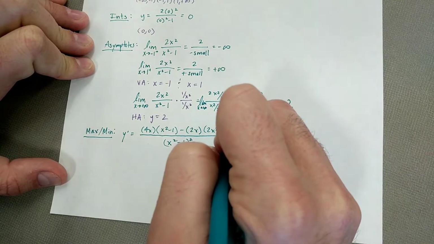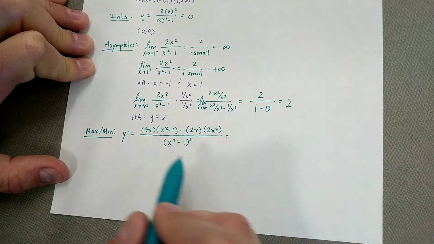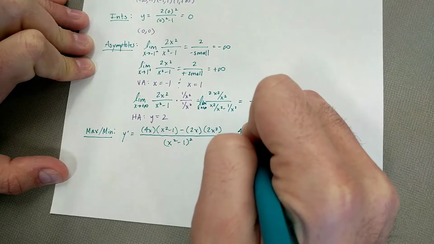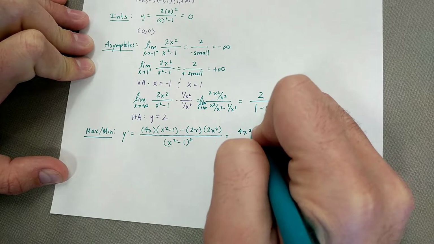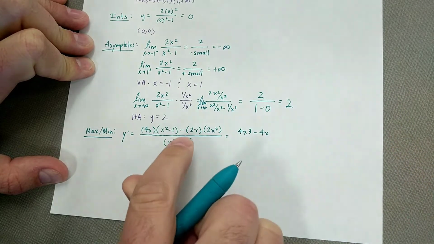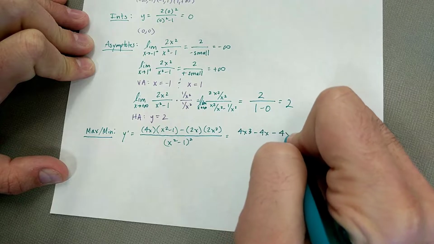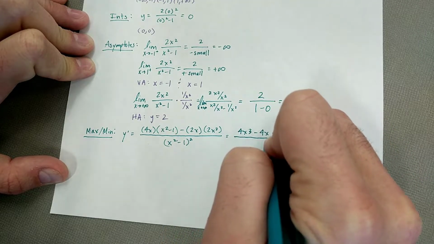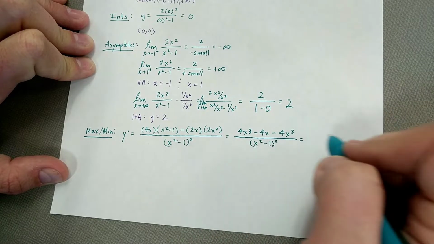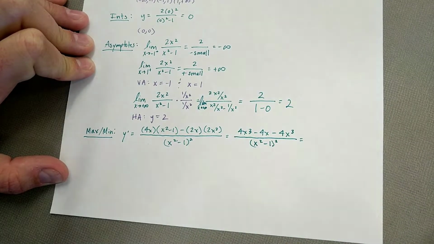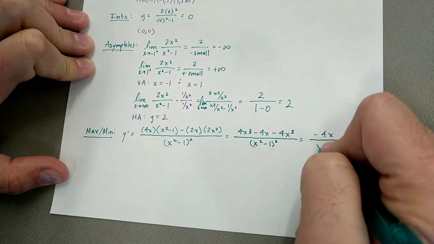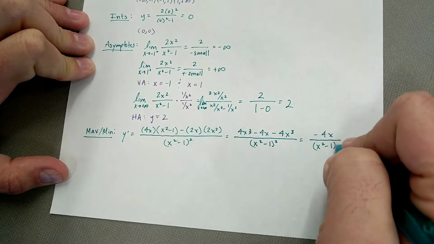Okay, and so that is going to be, let's see here, well, if we distribute this, we'll end up with 4x cubed minus 4x, and then multiply those together, and we end up with minus 4x cubed all over x squared minus 1 quantity squared. Those things will add to 0 in the numerator, so I've got negative 4x over x squared minus 1 quantity squared.